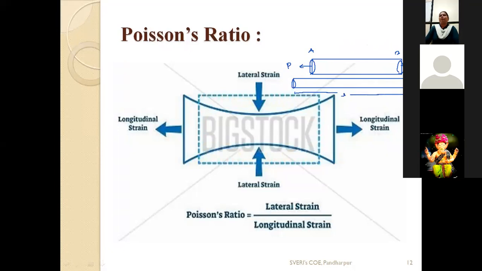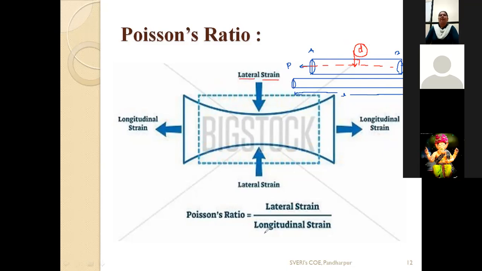After application of loading, length will be increased, but the perpendicular dimension is reduced. The perpendicular dimension is D, the diameter. If length is increased, another dimension is going to reduce. So when I apply load along the axis, the perpendicular dimension is reduced. This strain is called lateral strain. That means if the dimension is changed with respect to diameter, this is called lateral strain.